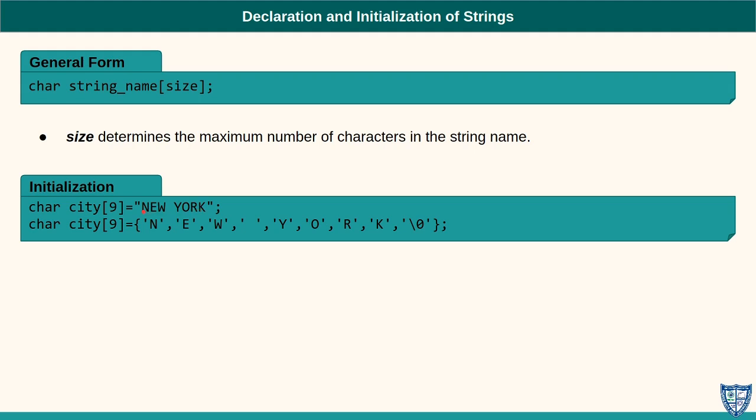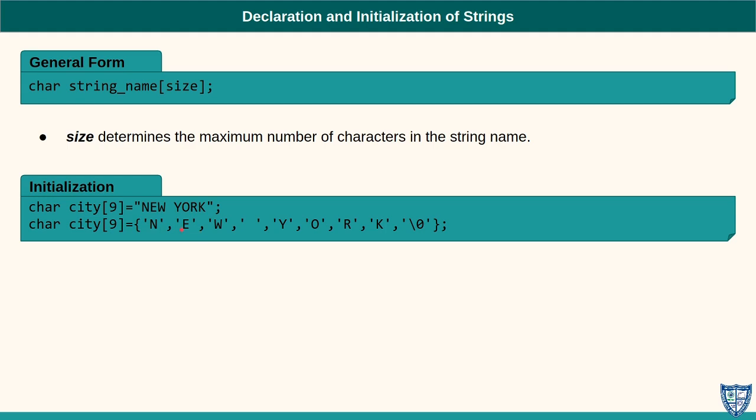So New York can fit inside this variable city. Another way to declare this string variable city is like this. We have mentioned that a string is a sequence of characters, so we can write down the sequence of characters in this format. N within single quotation. If you put something in single quotation, that means it's a character. So each character we will put in single quotation and then separate them with a comma.